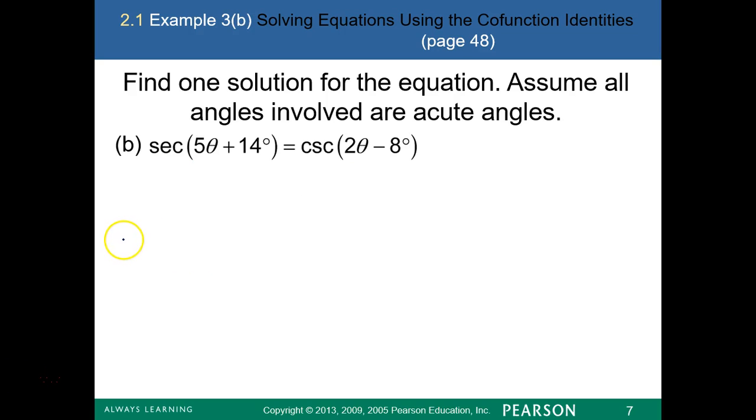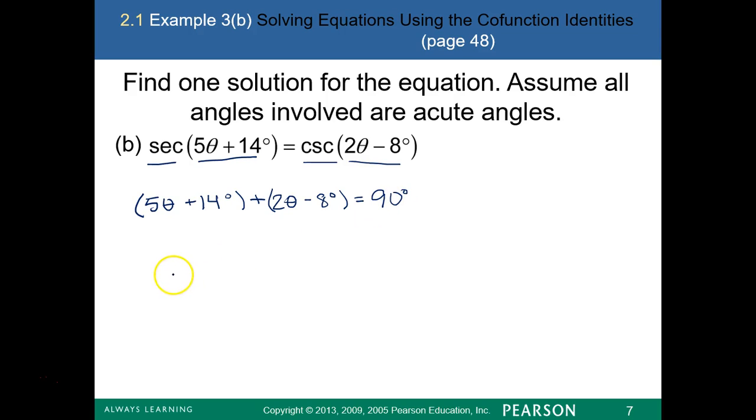All right, so let's do another one just like the previous one. These two are cofunctions. So again, these two angles inside our parentheses here are complementary. So again, write it out: 5 theta plus 14 degrees plus the 2 theta minus 8 is equal to 90 degrees.